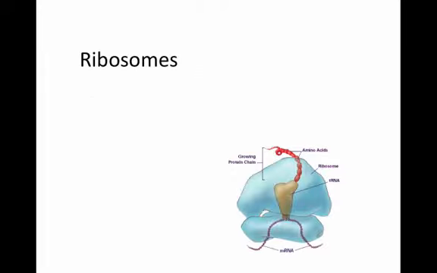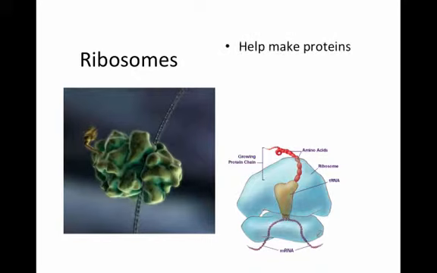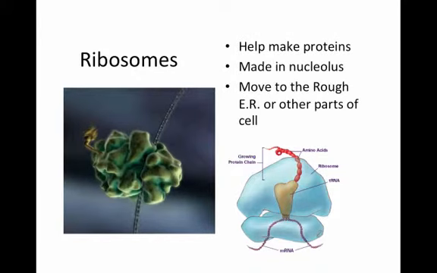Ribosomes are the organelle that builds proteins. They're one of the smallest organelles, and they are made of proteins and nucleic acids. They also are made of a specific type of RNA. They are built in the nucleolus of the nucleus, and then they are moved to either the rough endoplasmic reticulum or the cytoplasm. The main function of ribosomes is to build proteins.